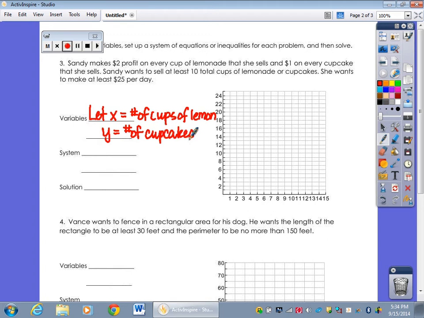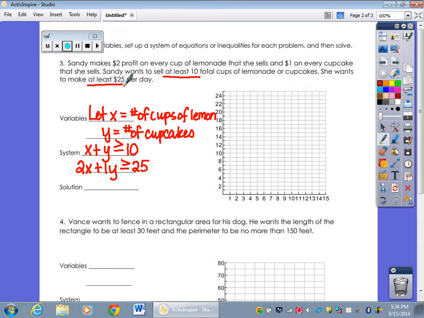So my system's going to be that X plus Y, the number of cups of lemonade plus the number of cupcakes, wants to be at least 10. At least means greater than or equal to 10. Okay, at least is greater than or equal to. And then for how much she's making, it's $2 for every lemonade and $1 for every cupcake, and she wants to make at least $25. There's the at least again, so greater than or equal to.